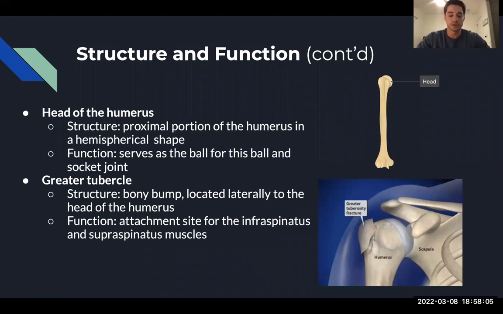It serves as the ball for the ball and socket joint produced by the glenoid cavity and the head of the humerus. We also have the greater tubercle, which is the bony bump located laterally to the head of the humerus. It acts as the attachment site for two of the muscles that make the rotator cuff, the infraspinatus and the supraspinatus muscles.